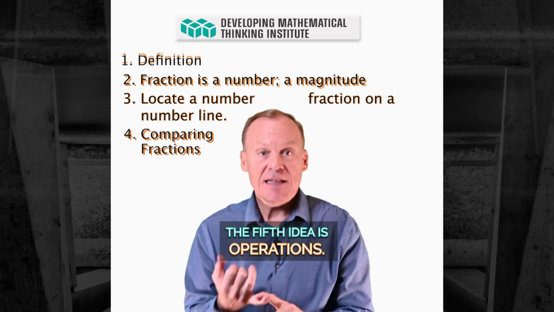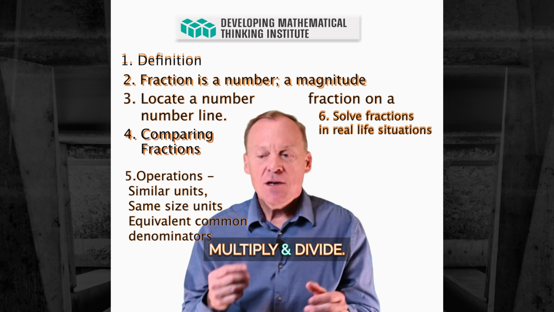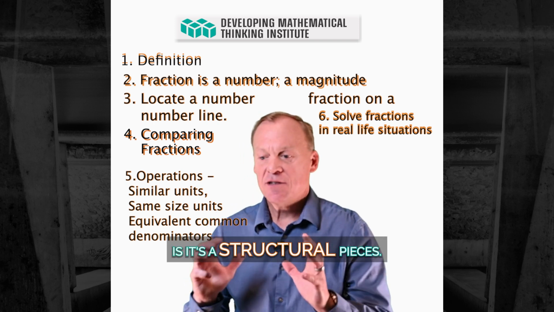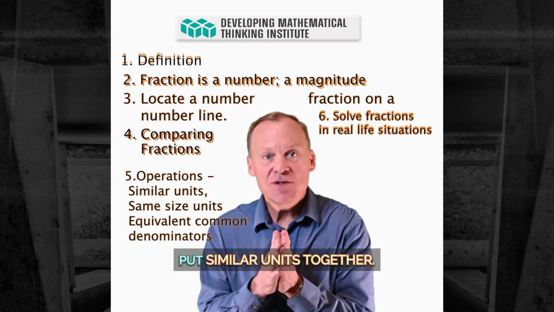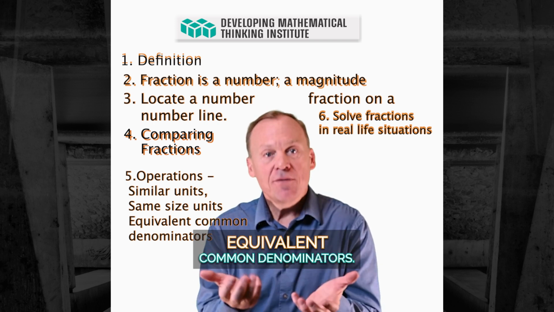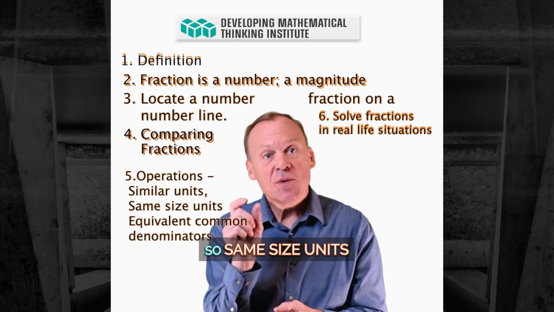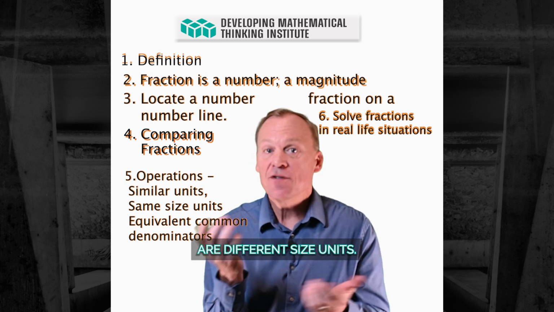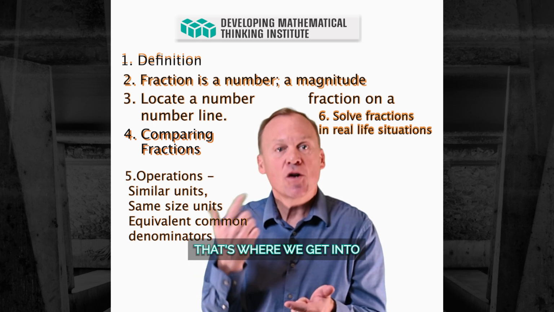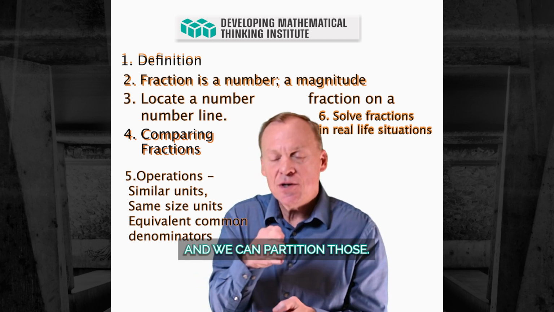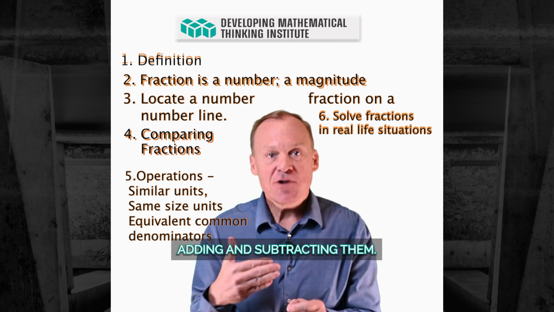The fifth idea is operations. So just being able to add, subtract, multiply, and divide. One of the things we talk about, a structural piece, is the units. You can only put similar units together. So you have to have equivalent common denominators, or same size units. A third and a fourth are different size units, so you have to convert those into another unit. That's where we get into equivalent fractions. We can partition those so we can actually compare them and start adding and subtracting them.